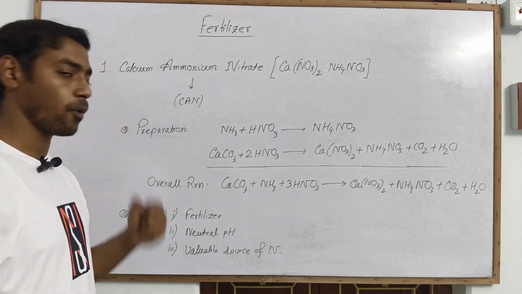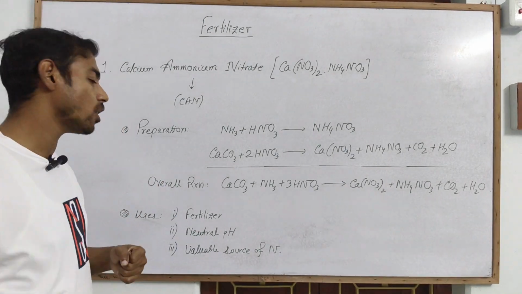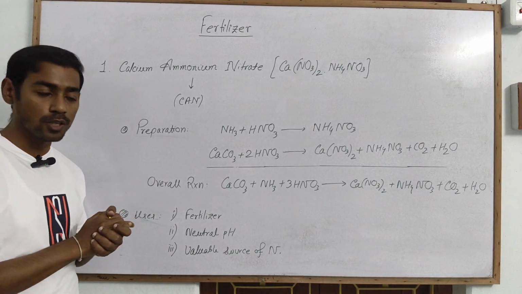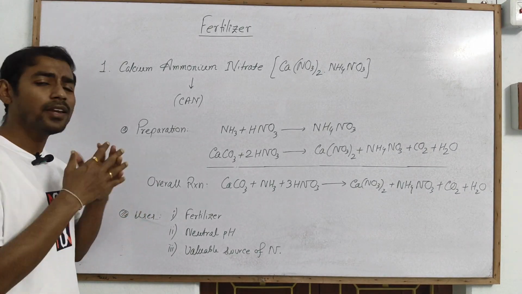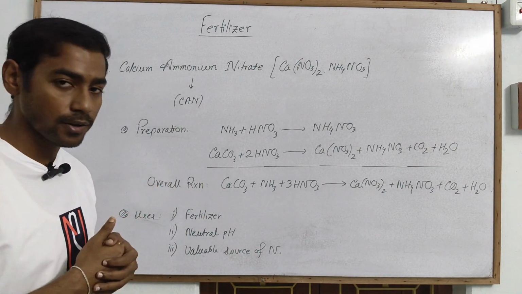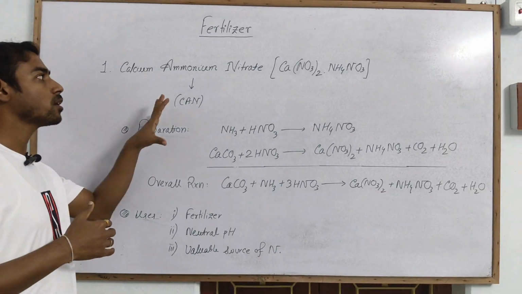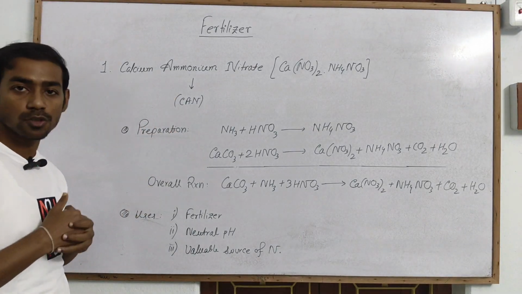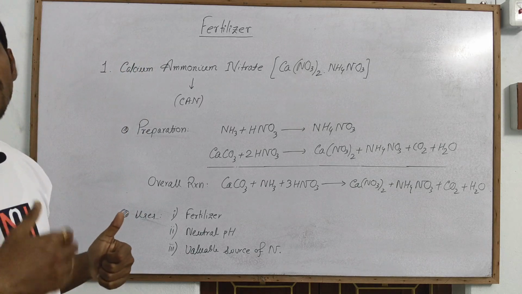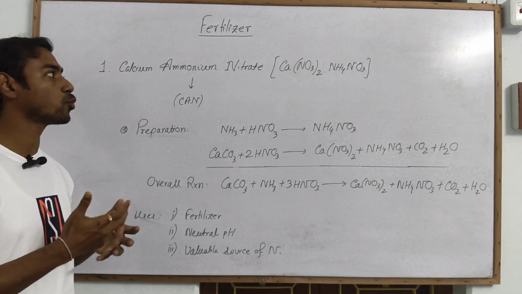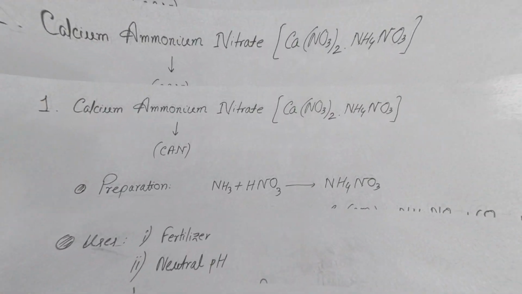Now coming to the third point. CAN is a valuable source of nitrogen which can be applied to any type of soil or any type of plant. So this is the overall preparation and usages of CAN, or calcium ammonium nitrate. Next we will go through ammonium phosphate.